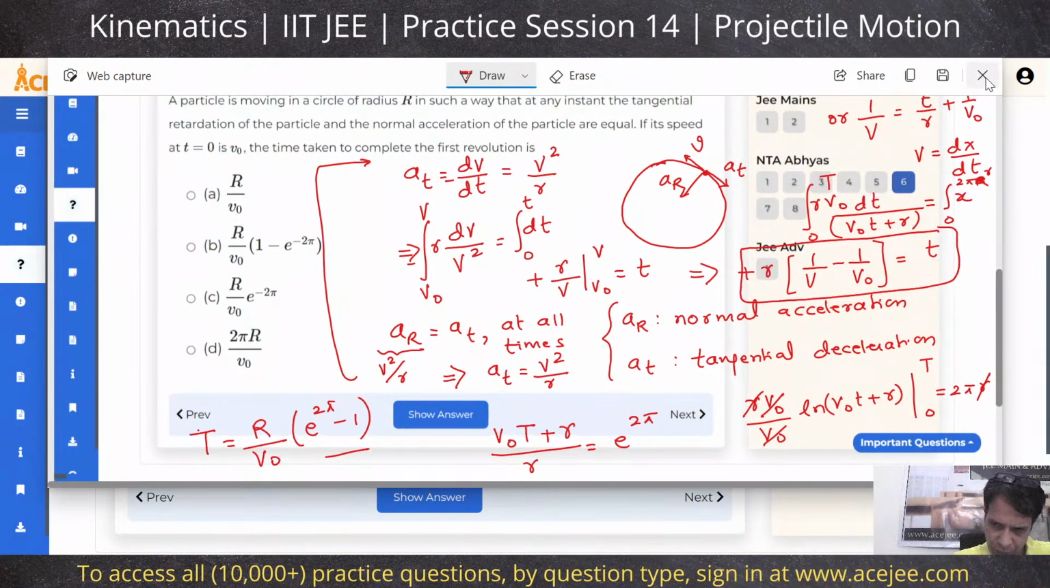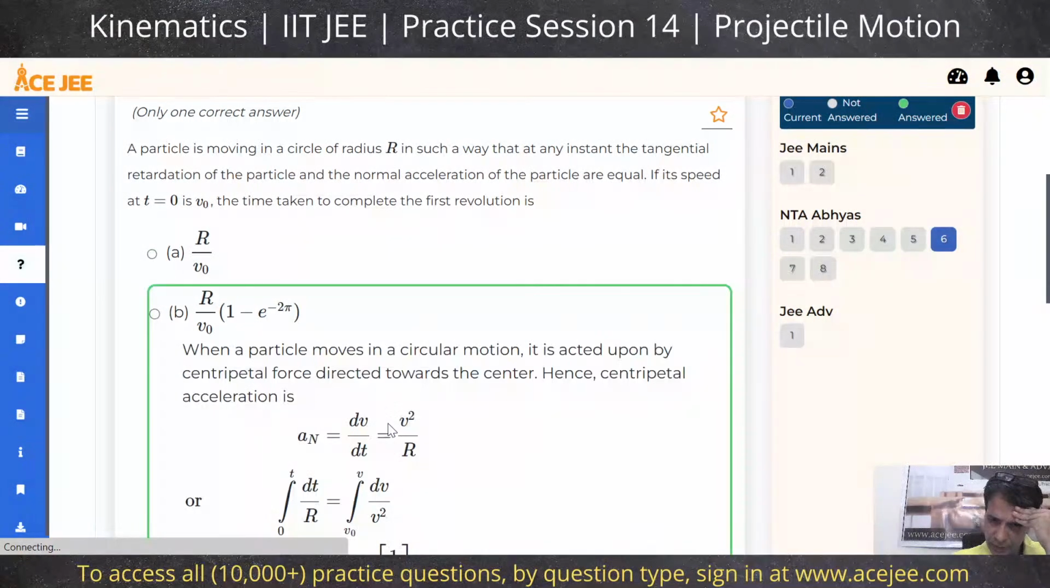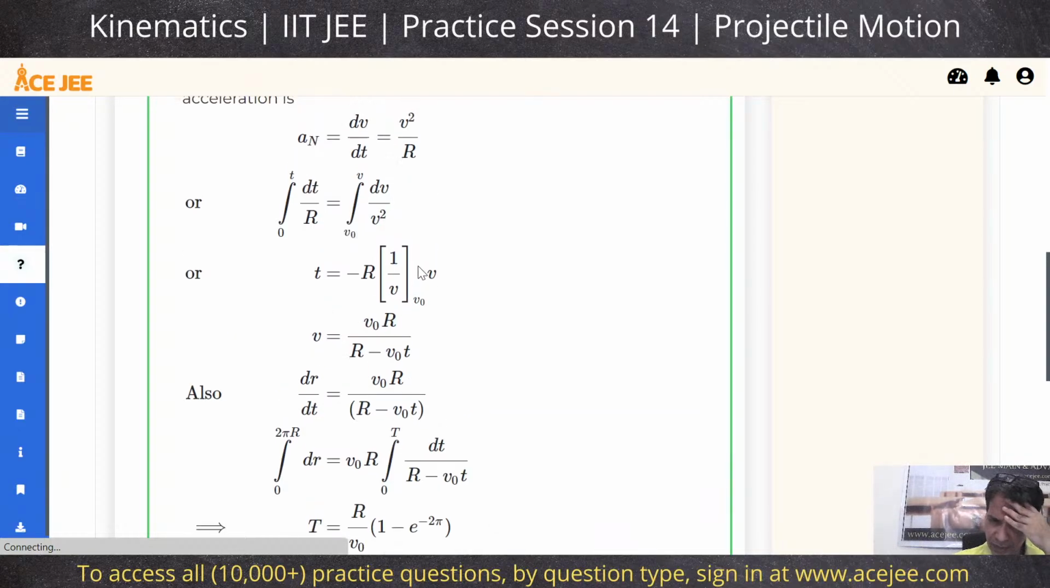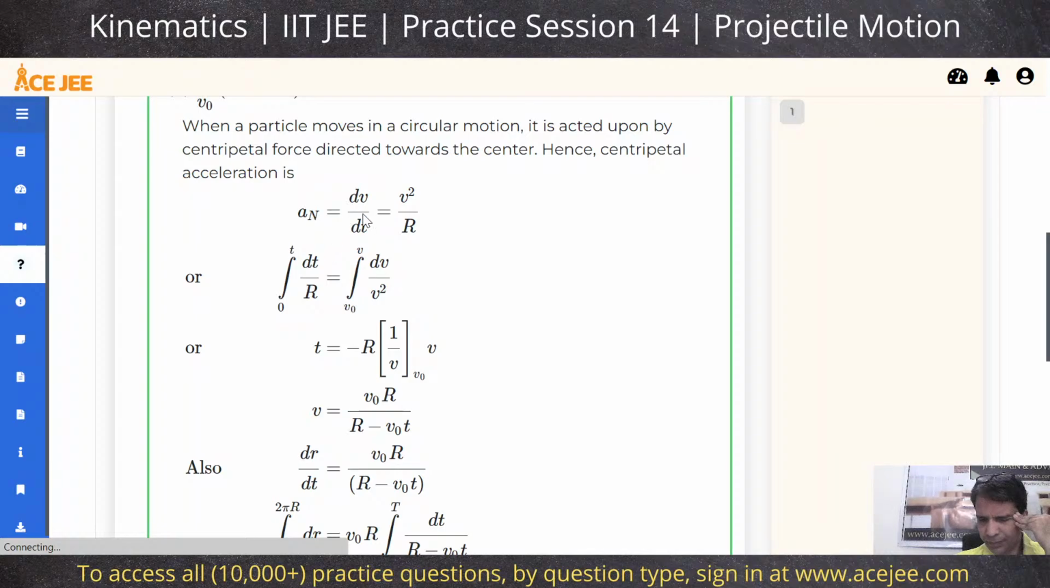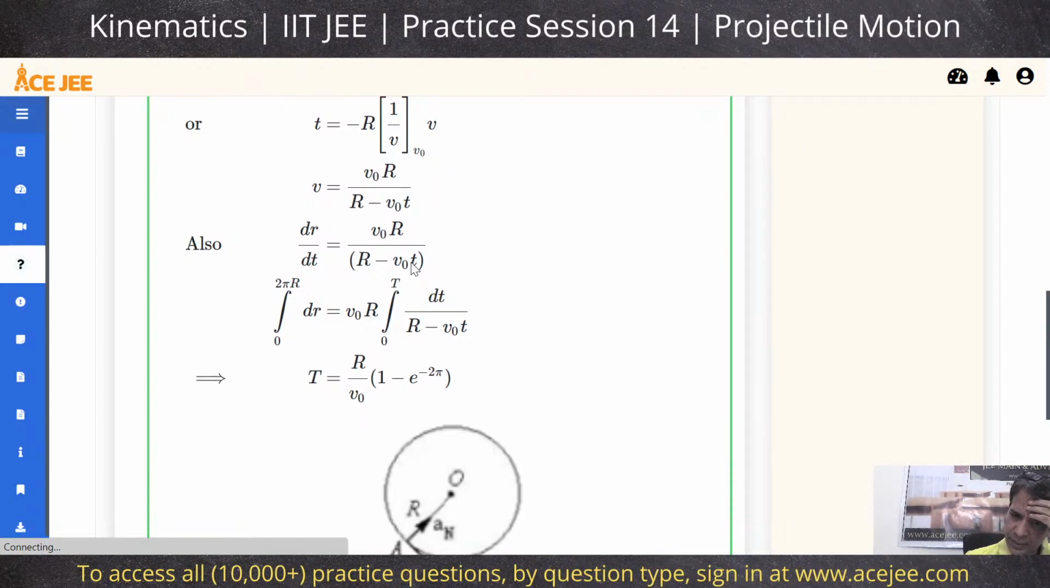Let me just quickly check with the answer there. It is B, but the expression dr by dt or dx by dt is the expression we were writing, but there they have written dv by dt is v square by r. That is not correct. It's a deceleration, right? So v square by r right hand side is a positive quantity. That's where it is going wrong. So how do we prove that this is actually incorrect? So let's quickly check.